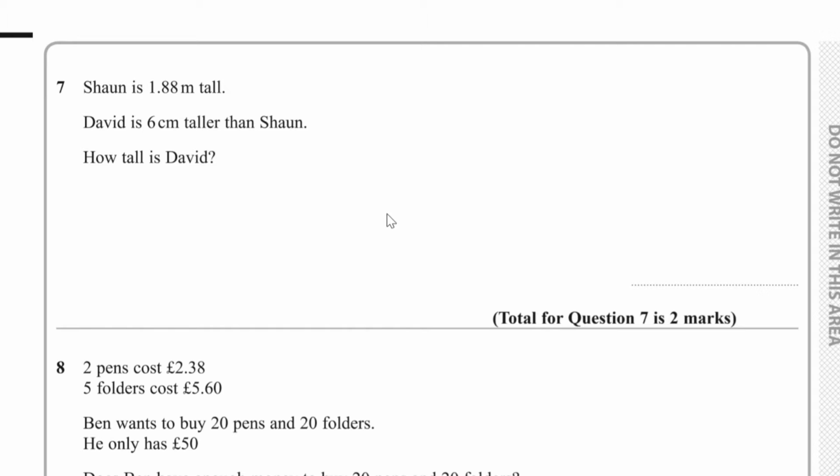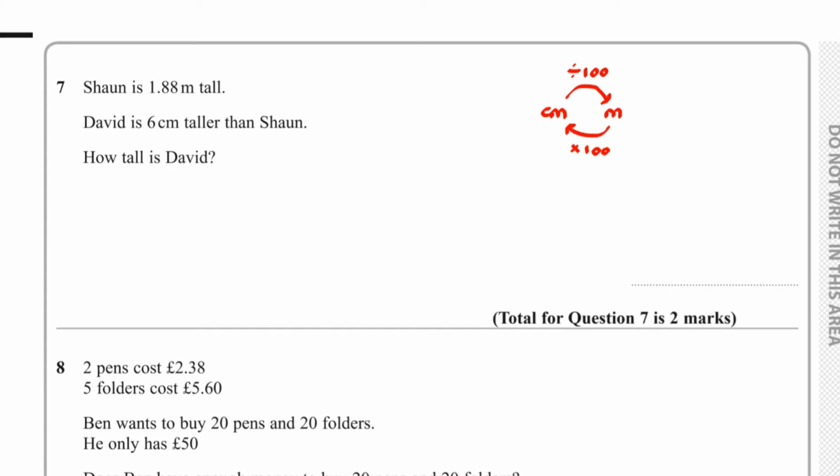Question number 7. Sean is 1.88 meters tall. David is 6 centimeters taller than Sean. How tall is David? Well, first of all, you'll notice here we've got meters and here we've got centimeters. So we would have to make the units consistent. To go from centimeters to meters, we would have to divide by 100, and meters to centimeters, we would have to multiply by 100.